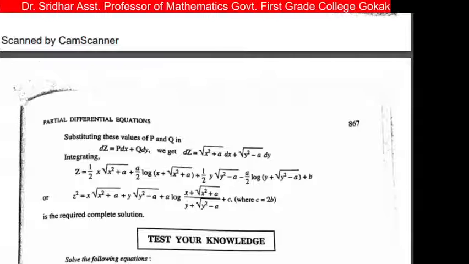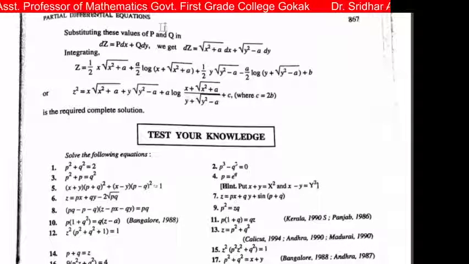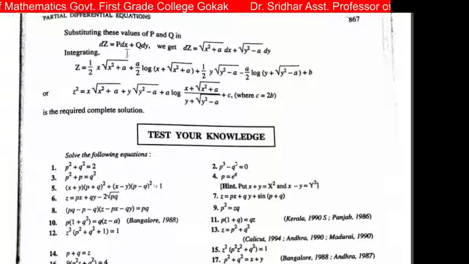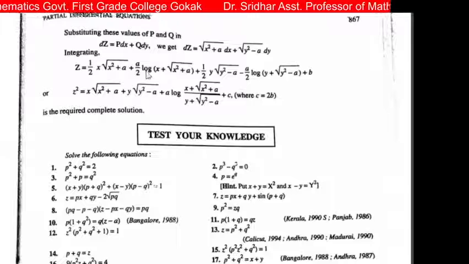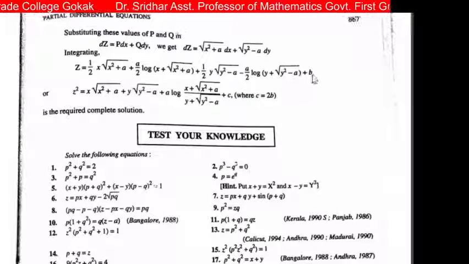Now substituting this value of P and Q in the equation dZ = P dx + Q dy, we obtain this. Then integrating both the sides, Z = (1/2) x √(x^2 + a) + (a/2) log(x + √(x^2 + a)) + (1/2) y √(y^2 - a) - (a/2) log(y + √(y^2 - a)) + b. Okay, so this is the complete solution of the given problem.